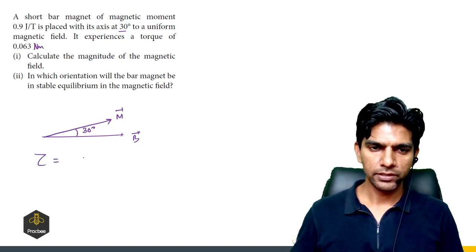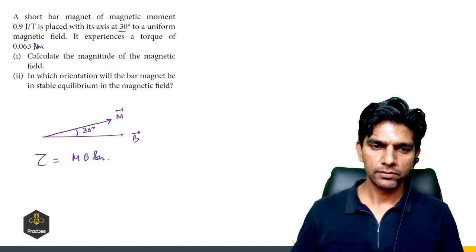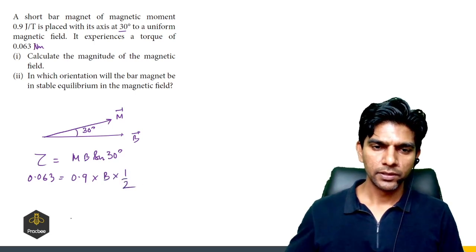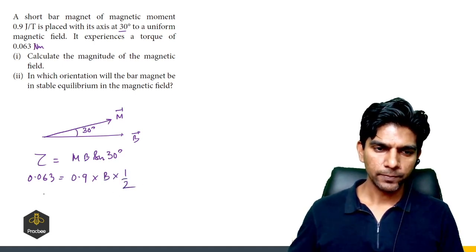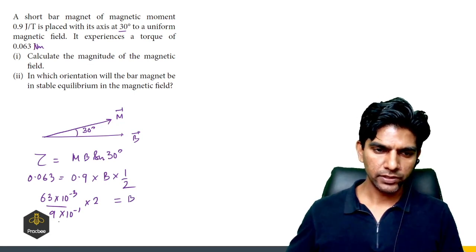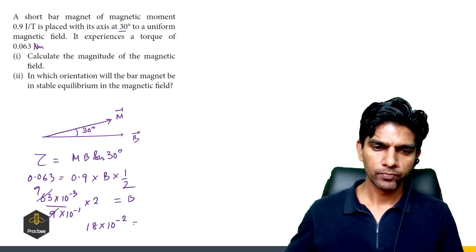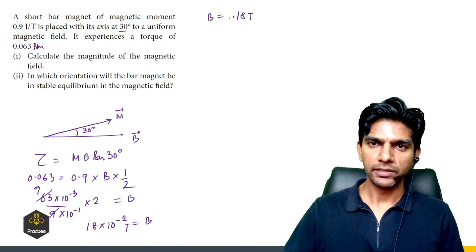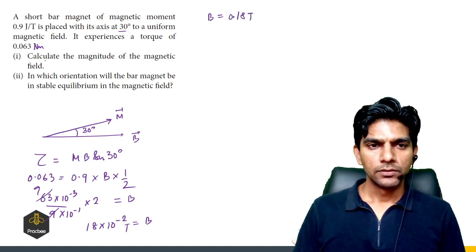Okay, so torque is MB sine theta. Torque is given as 0.063. Magnetic dipole moment is 0.9. So we have to find the magnetic field. So this comes out to be 63 into 10 raised to power minus 3 divided by 9 into 10 raised to power minus 1 multiplied with 2. So that is the magnetic field. So this is 9. So 18 into 10 raised to power minus 2 Tesla. So we can say B will be 0.18 Tesla, right? So that is the magnitude.